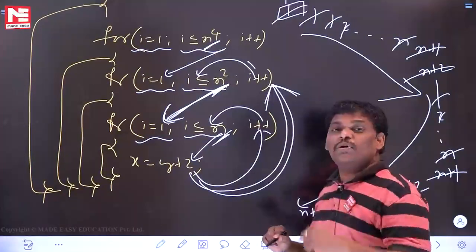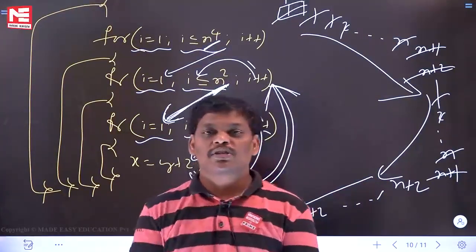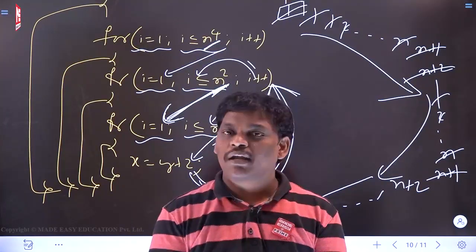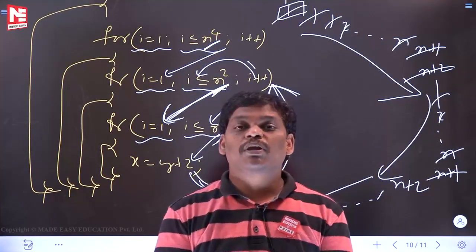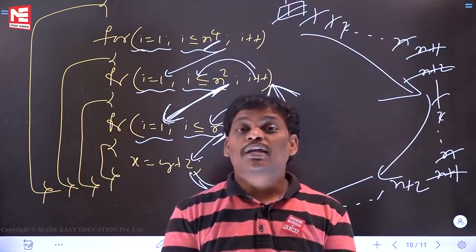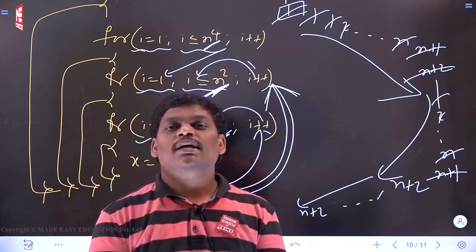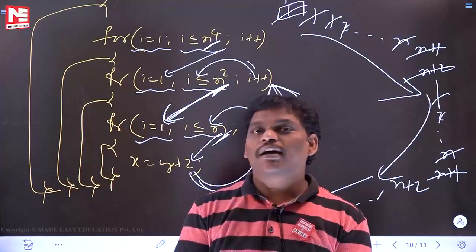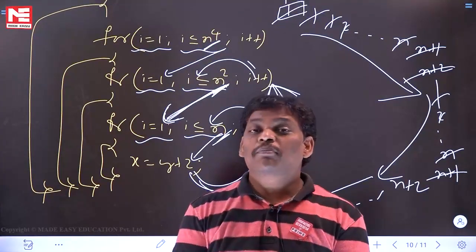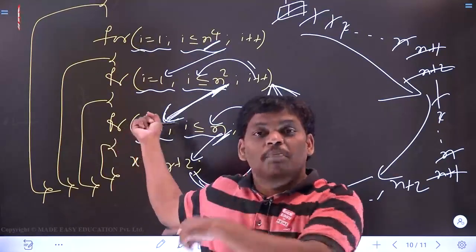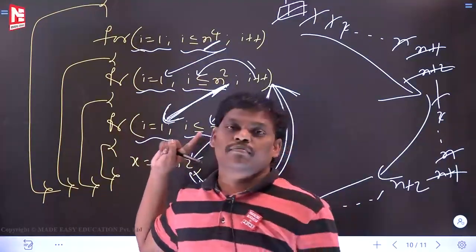I think some people are asking, sir, what is the time complexity of this program? I think everyone knows it is violating one of the properties of an algorithm. What is that one? If at all it is an algorithm, it should terminate after finite time. I think it is the correct time to ask you, is it an algorithm? No. It is not an algorithm because it is not terminating. It may be a program.